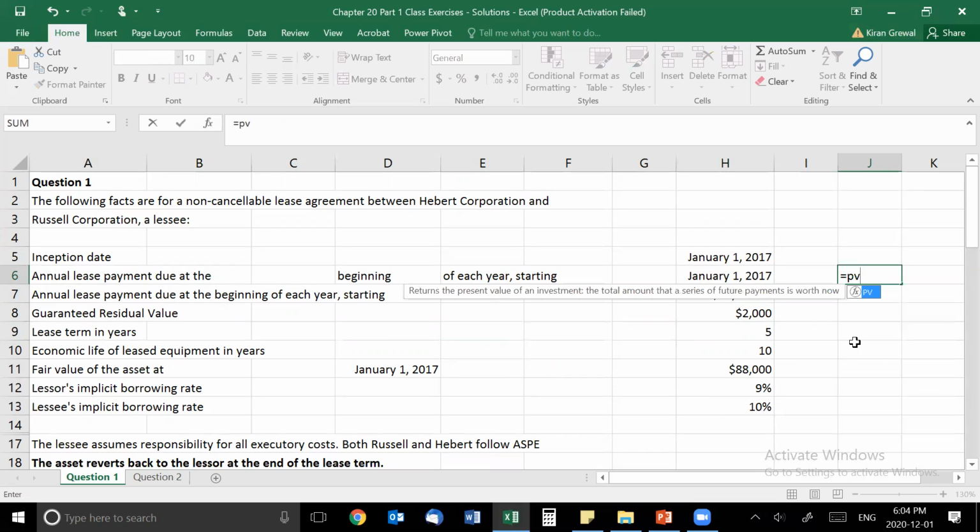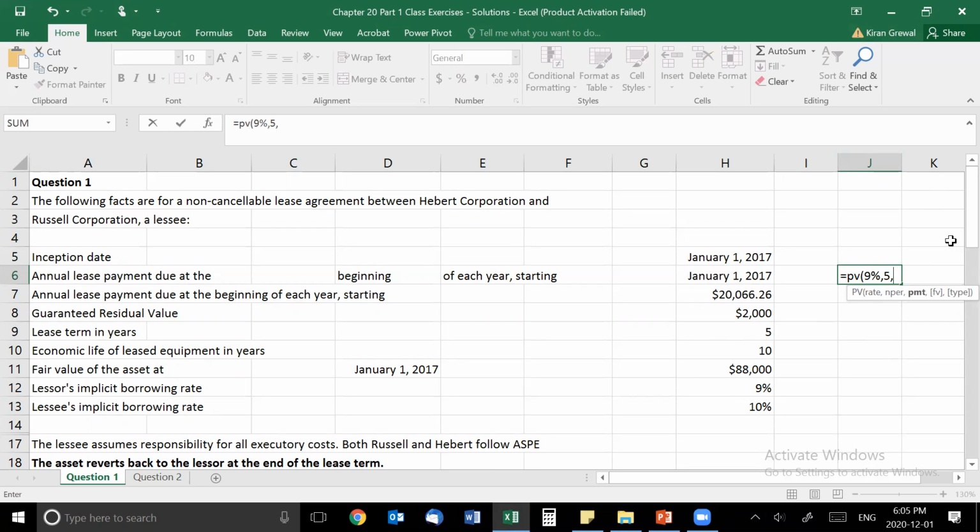So we have a PV equals. Okay, so if you want to learn how to do it on Excel, we need to have our rate first, which is our I. So we have 2 rates here. We have the lessor's implicit borrowing rate and the lessee's borrowing rate. ASPE says we use the lower of the 2 rates, so we're going to use the 9%. Okay. Number of periods, we have 5 years. Each lease payment is annual, right? So 5 payments.